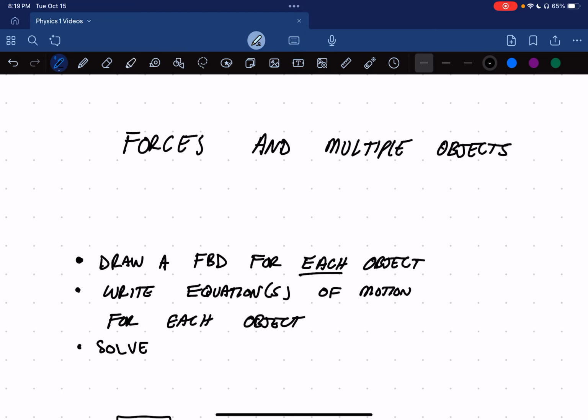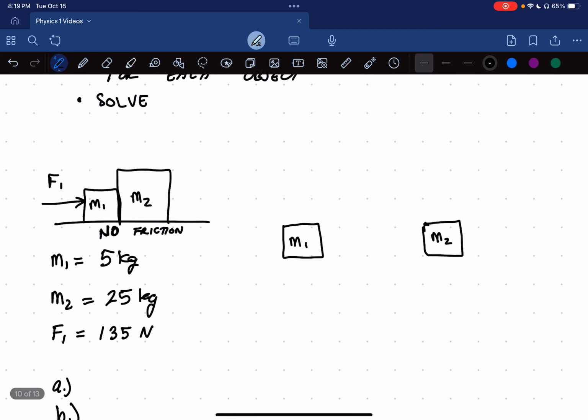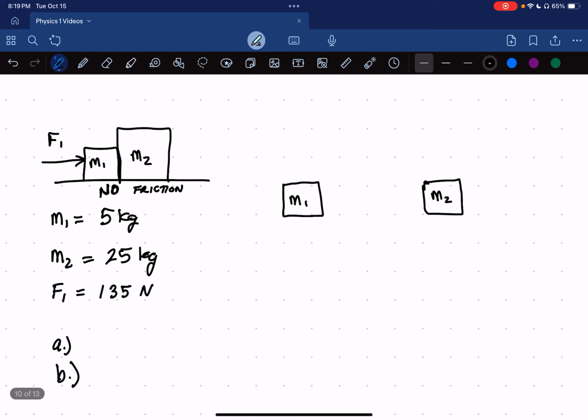This is forces in multiple objects, or in other words, whenever we have problems with multiple objects, we should draw a free body diagram for each object, and we'll write corresponding equations of motion for each object, and then just solve them.